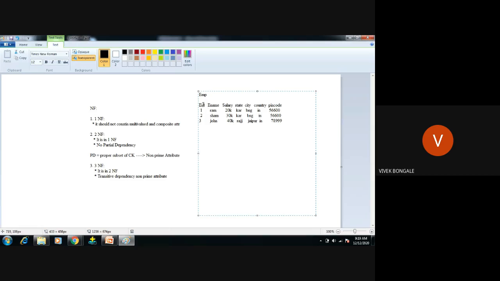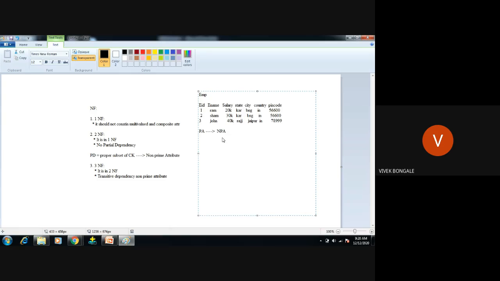If any of these prime attributes determines any of the other attributes, then that is valid. It is not violating any normal form. In this table we have only one prime attribute, only one candidate key, employee ID. So if employee ID determines any of the attributes in the given table, that is valid. We can say that these are all non-prime attributes: e-name, salary, city, state, country, pin code.